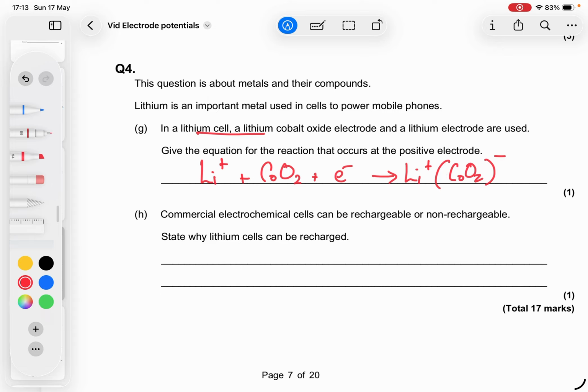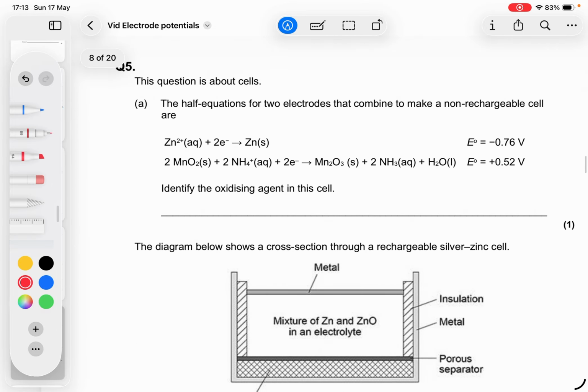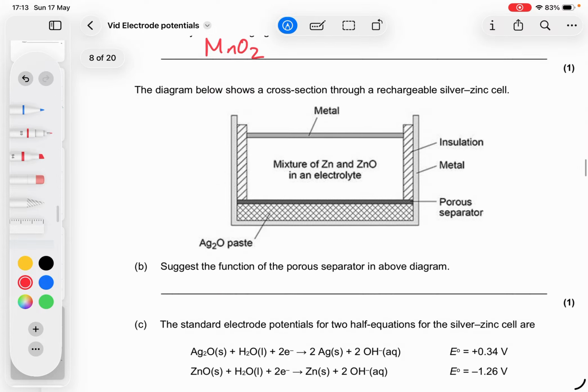Right, let me finish with this question 5. The question is about cells. The half reactions are shown. There's your negative, there's your positive. By convention, half cells are also always written in the negative. So when we combine these, then remember, zinc reaction will reverse if we combine these. Identify the oxidizing agent in this species. Well, there's your oxidizing agent because zinc is your reducing agent. So MnO2 is your oxidizing agent.